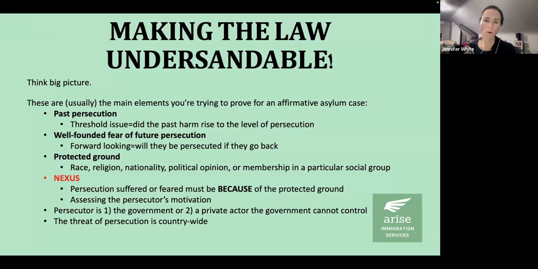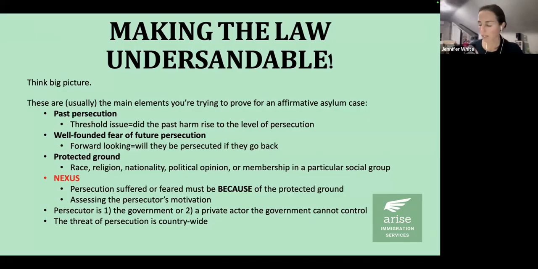So some of these are more self-explanatory than others. So we have race, religion, nationality, political opinion, or membership in a particular social group. So religion's pretty clear, nationality's pretty clear, political opinion's a little more vague, but the two that I think are the most confusing are particular social group and race.